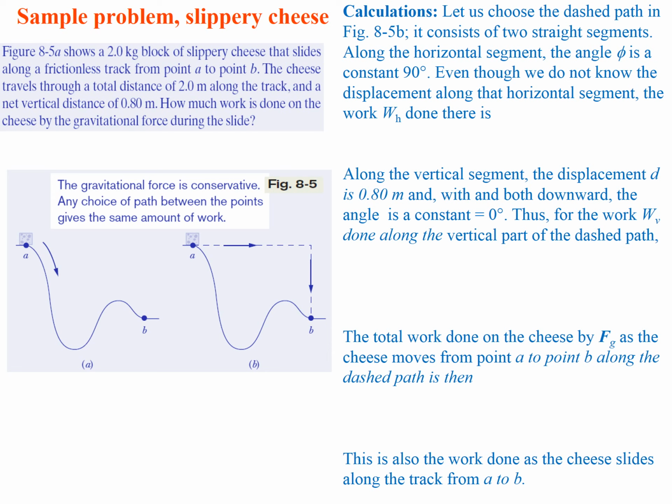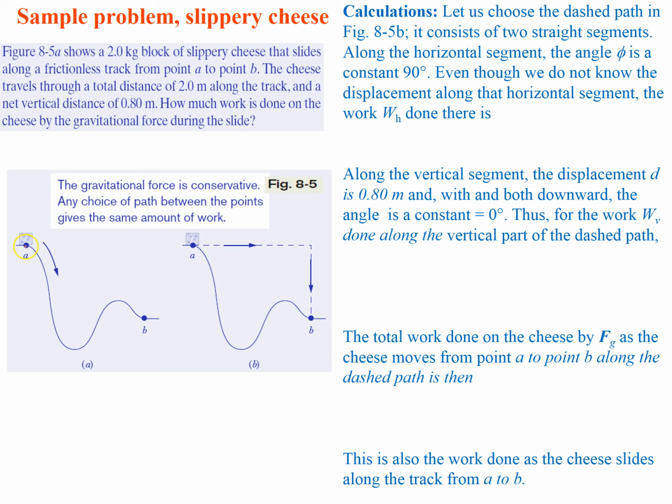The figure shows a 2.0 kilogram block of slippery cheese that slides along a frictionless track from point A to point B. So you have a block of cheese that slides along the track and ends up here. The cheese travels through a total distance of 2 meters along the track and a net vertical distance of 0.8 meters. Along the track, it's taking 2 meters to get here. That'd be really hard to solve because of the curve of the track. We have no idea of the dimensions. But we do know that the vertical distance is 0.8 meters, right?